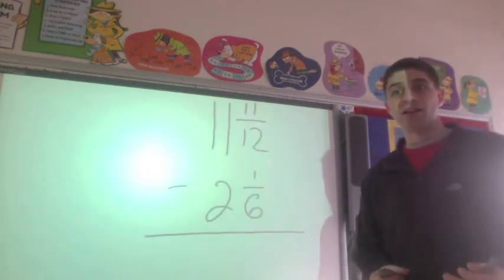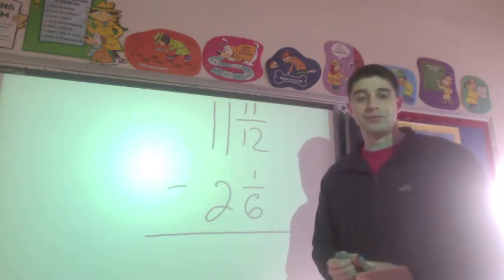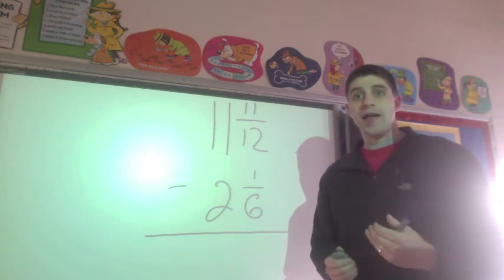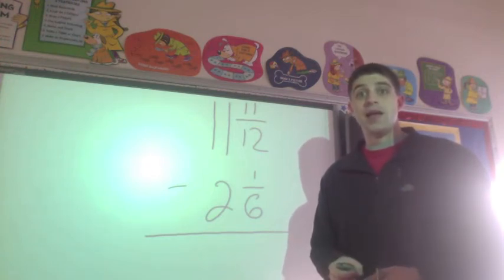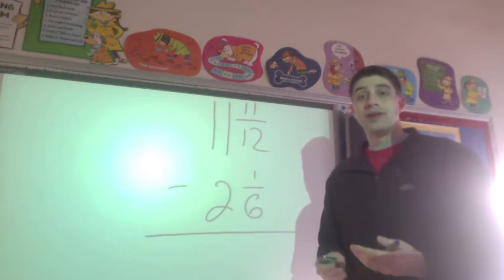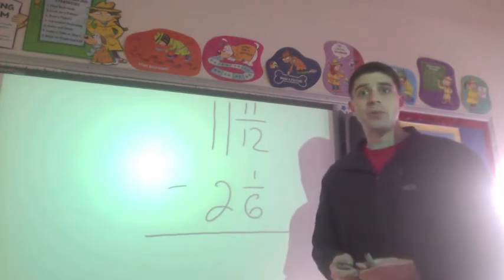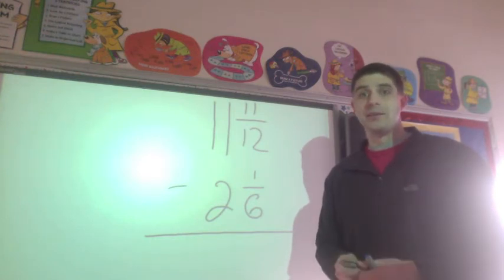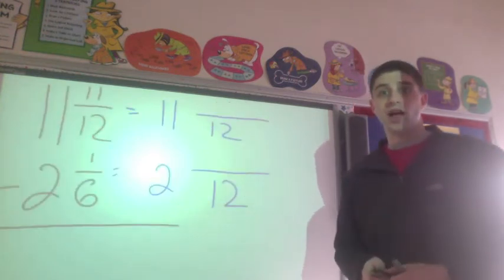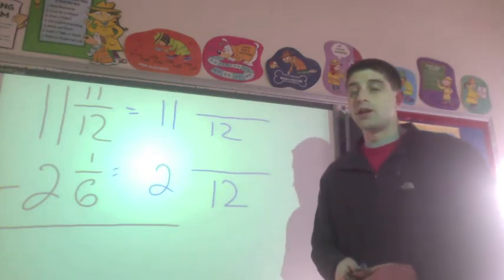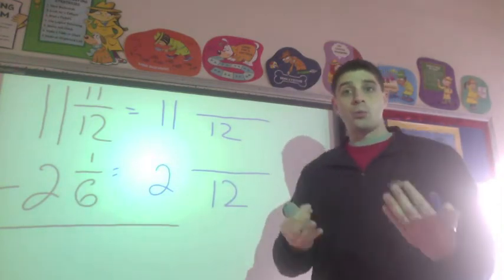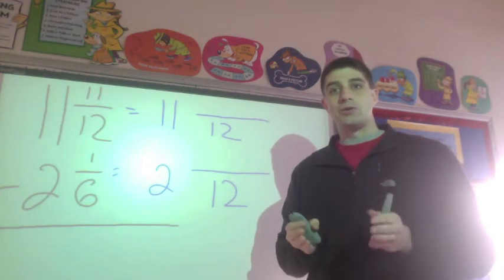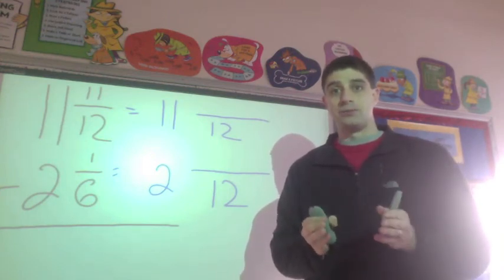My next problem is 11 and 11/12 minus 2 and 1/6. Right off the bat, I know that my denominators are not the same. So I'm going to have to find the least common multiple, which will help me find the least common denominator. I already know that 12 is a multiple of both 12 and 6, so my least common multiple, my least common denominator, is 12. So we go ahead to the next slide, and I have that already set up for us. Notice that my whole numbers do not change. My whole numbers throughout this whole process are going to remain the same. That's extremely important to know.